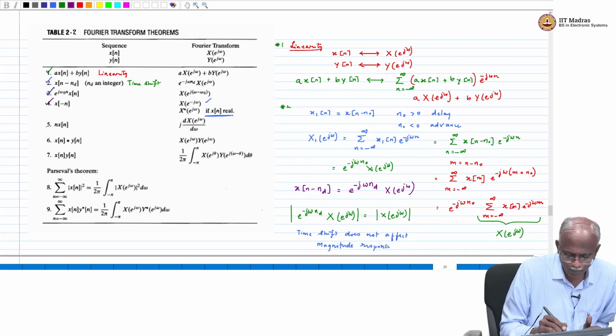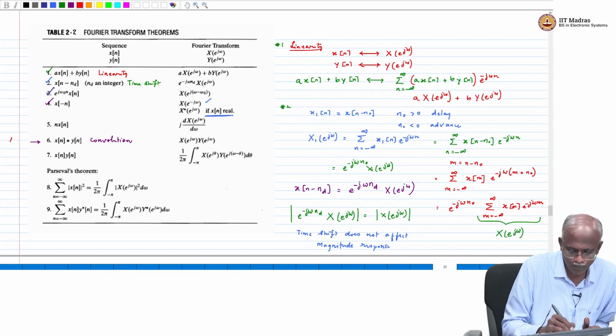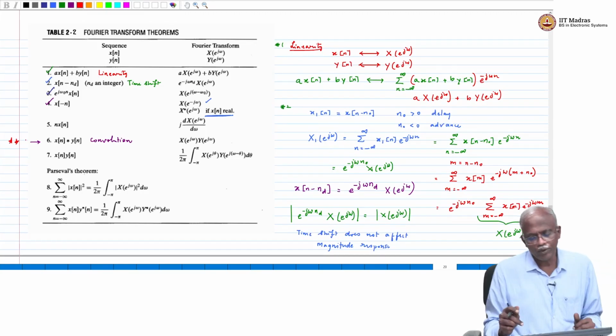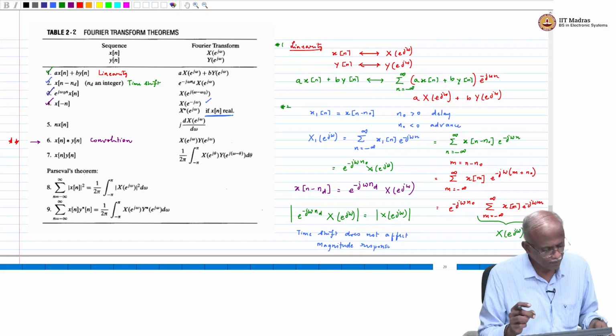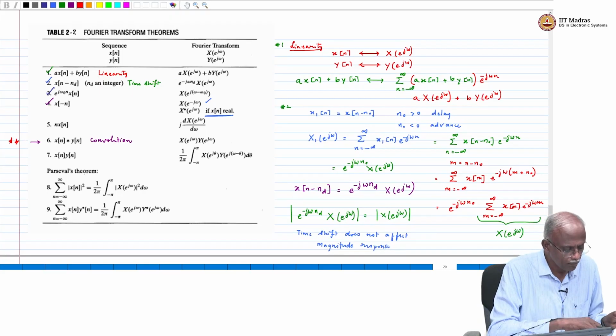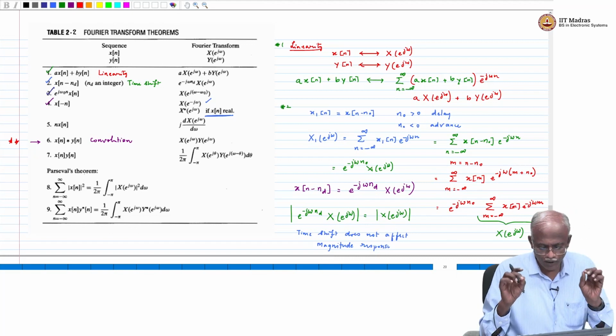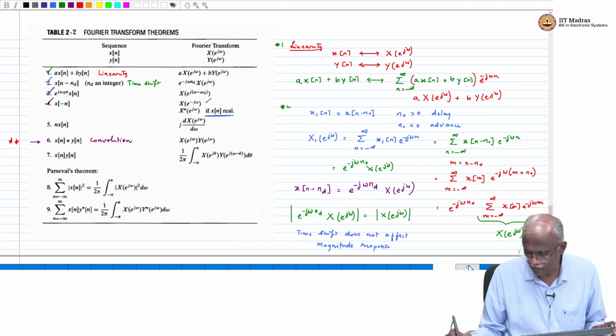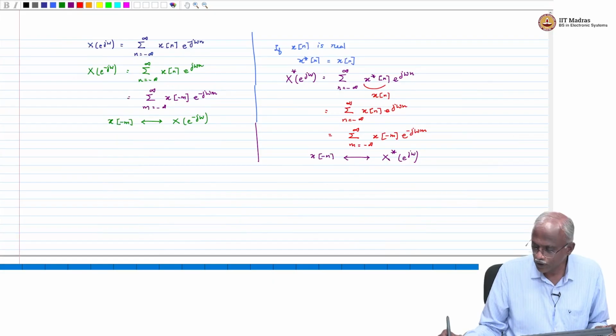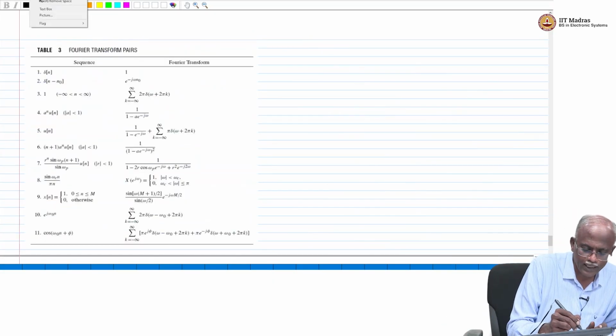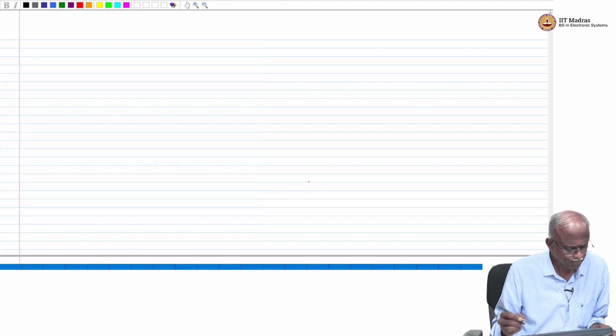Now, I am going to skip property number 5 and come to what is called the property of convolution, one of the most important results of the discrete time Fourier transform. I am going to put a double star on this one because this is a very, very important result, a very powerful result, and something that you must always be able to apply. So, let us look at this result and see how we can derive that.